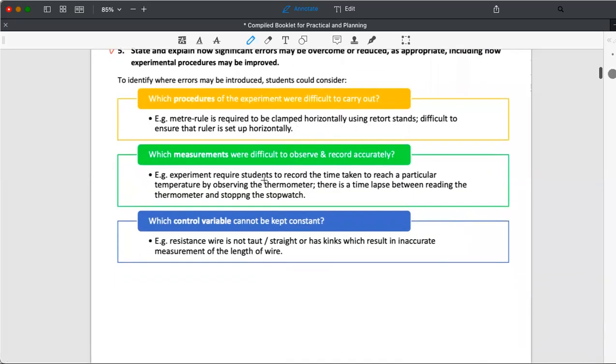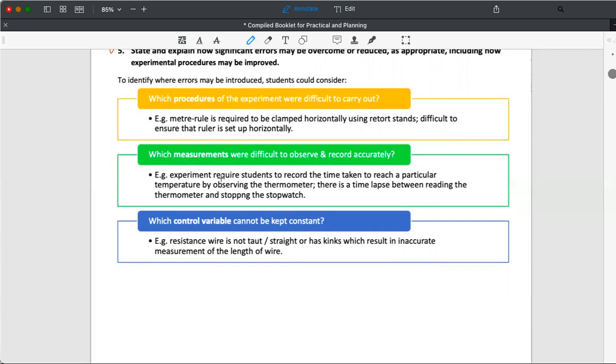Next, which measurements were difficult to observe and record accurately? If the experiment involved measuring time, good, because there's always this issue about human reaction error. But please, students, don't write human reaction error. You're not going to score any mark for writing that. You have to be specific how the time is causing the error.